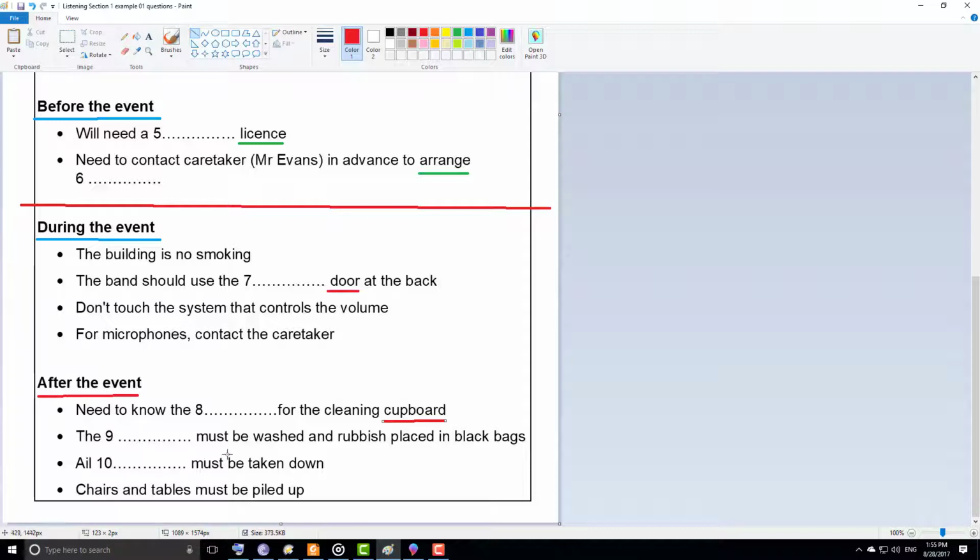Now, for number 9, we see things that need to be washed. That's pretty simple. And for question number 10, things that need to be taken down.